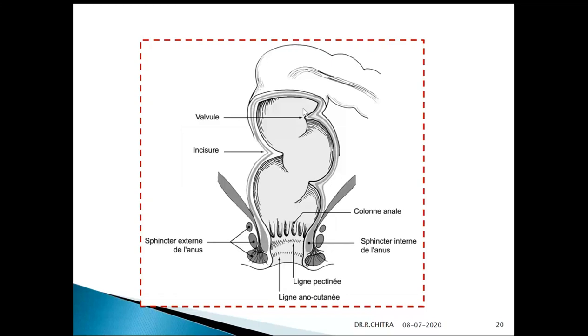Functionally, the upper chamber may contain feces without the reflex act of defecation, and when the feces appear in the lower chamber, defecation starts spontaneously. So these are the valves we have seen in the interior of the rectum.